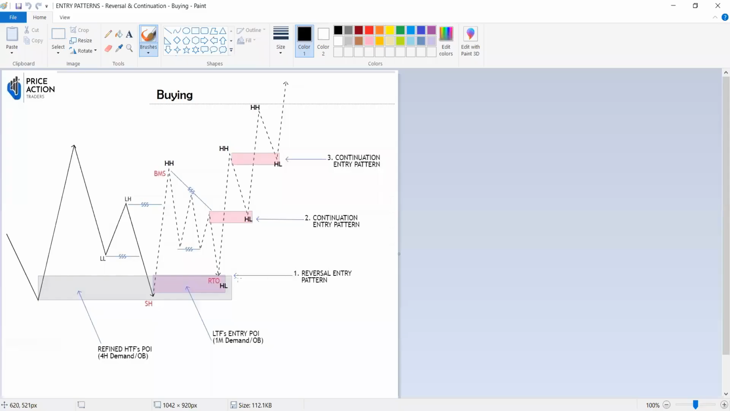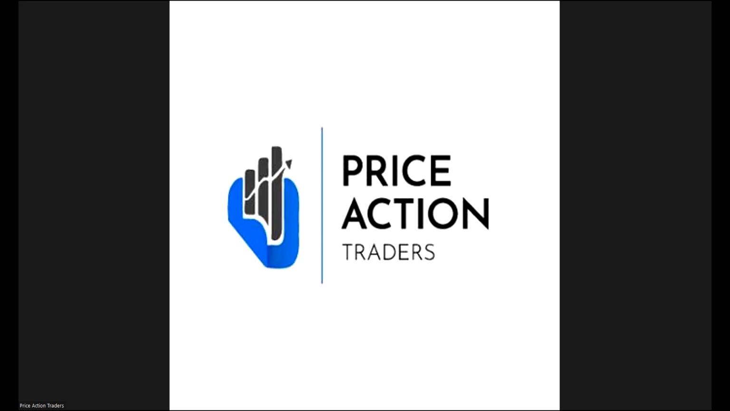We have this as both reversal entry pattern and continuation, right? This is continuation. This is a reversal pattern, then a continuation. We have this as continuation of it. If you are buying, then if you are selling, you're going to be the opposite. It's going to be the opposite if you are selling.